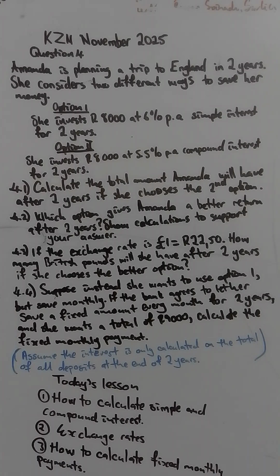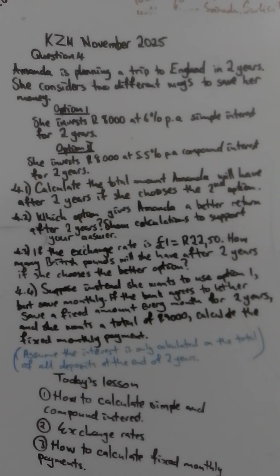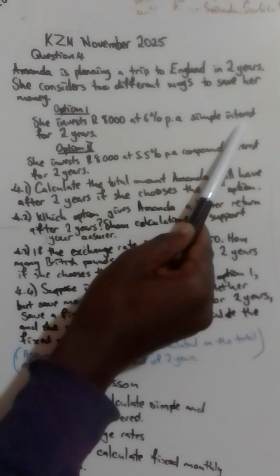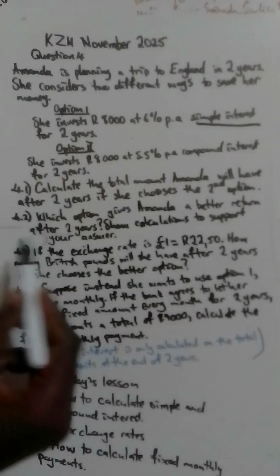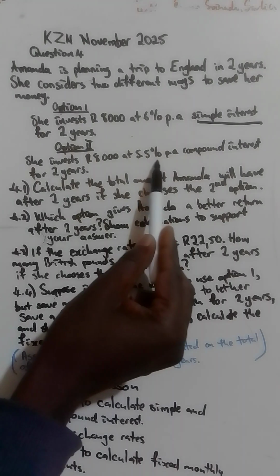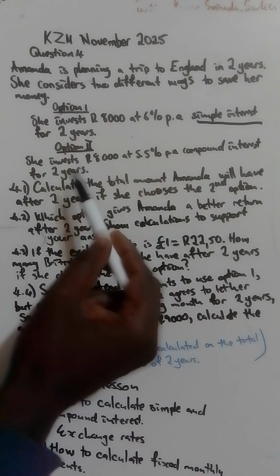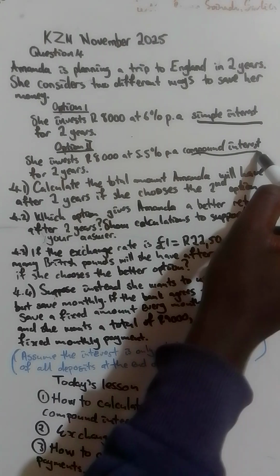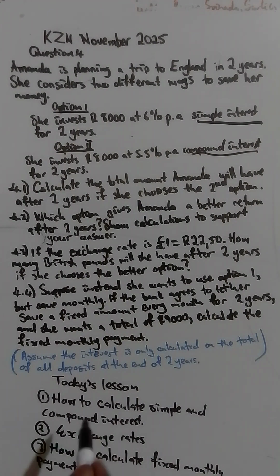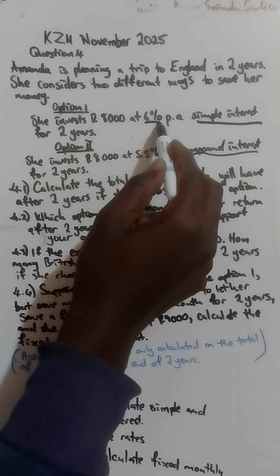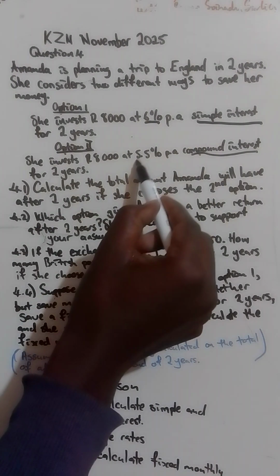So let's start. So we are given a scenario in question 4. They said Amanda is planning a trip to England in 2 years. She considers two different ways to save her money. Option 1, she invests 8,000 rands at 6% per annum, simple interest. Very, very important. We've been told that this is simple interest for 2 years. Option 2, she invests 8,000 at 5.5% per annum, compound interest for 2 years. So here it's compound interest. At the top, it's simple interest, and the percentage is different. At the top it's a bigger percentage, which is 6%. At the bottom it's 5.5.